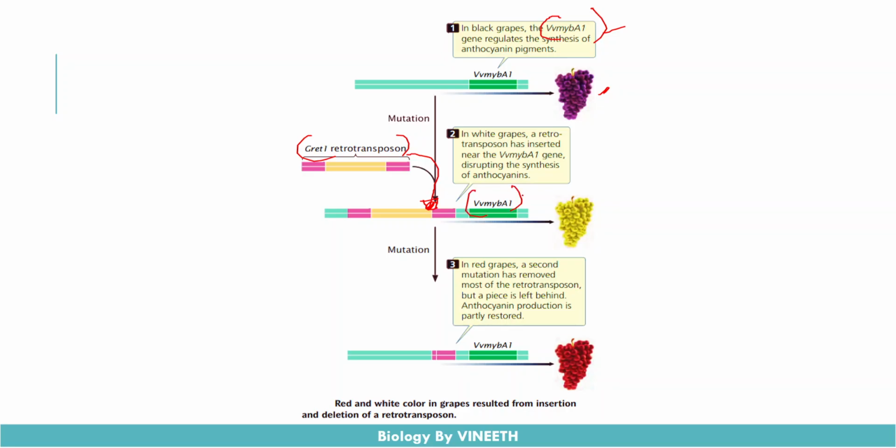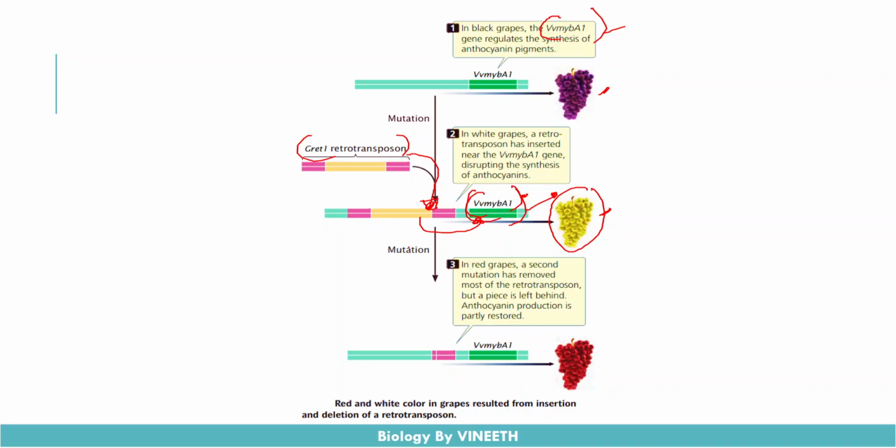consider this gene is present on chromosome number 7. Beside this gene, if a GRET1 retrotransposon is inserted, it will alter the expression of this purple pigment producing gene and make the gene inactive. Or it will result in low production of anthocyanin, which will cause the grapes to look white. This will result in yellow or white color grapes.